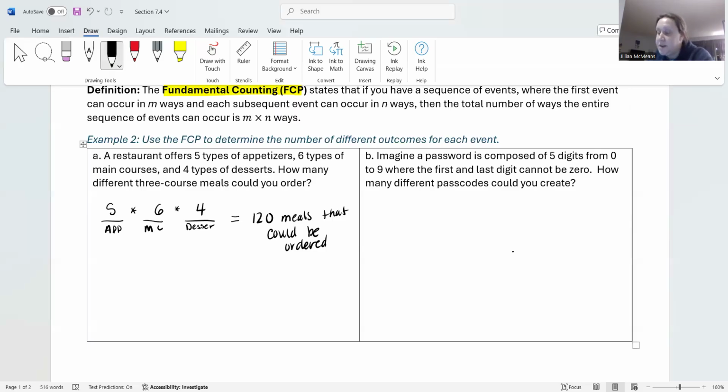Okay. Now for part B, it says imagine a password is composed of 5 digits from 0 to 9, where the first and last digit of the password cannot be 0. So you're looking for some kind of passcode, like a passcode to a gate or a door or something. Okay. And we know it is composed of 5 digits. So we have 5 different slots for numbers.